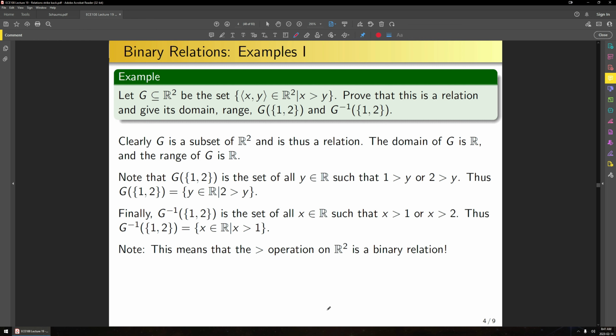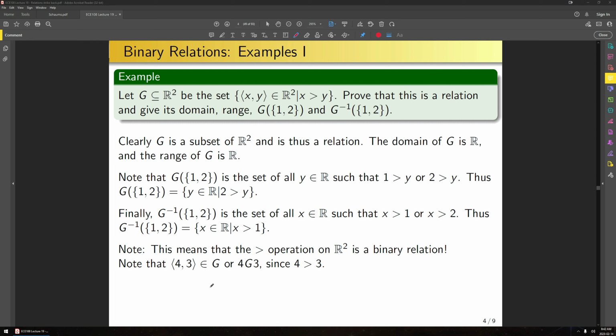Okay, so note, this means that this operation in R² is in fact a binary relation. Notice here, if I write (3, 4) is an element of G, I could rewrite this as 3 G 4, or 4 is greater than 3. Now there's one problem with my definition of G as the greater than relation, because to define this, I used the greater than relation itself. So you generally want to avoid that.